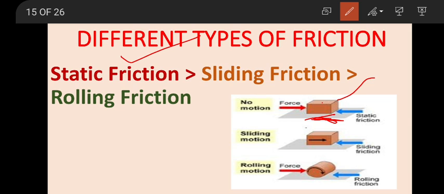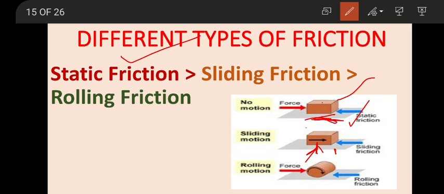When the object is in motion, the friction will take place, but the interlocking between the two surfaces becomes a little bit looser. The locking between the two surfaces will be a little bit loose. So the friction which exists between these two surfaces is lesser compared to the static case. So this sliding friction will be lesser than static friction.